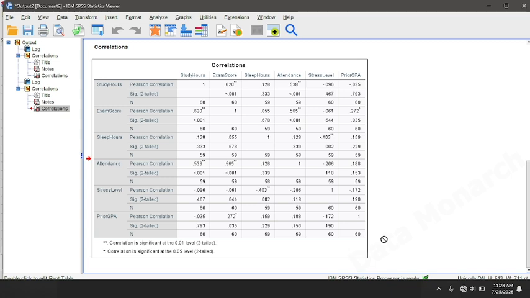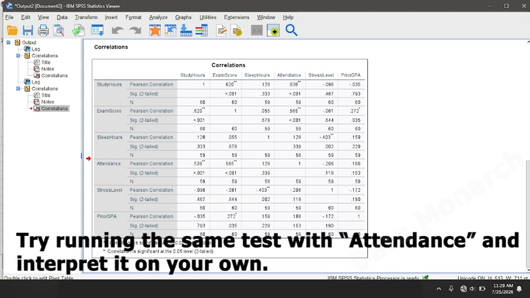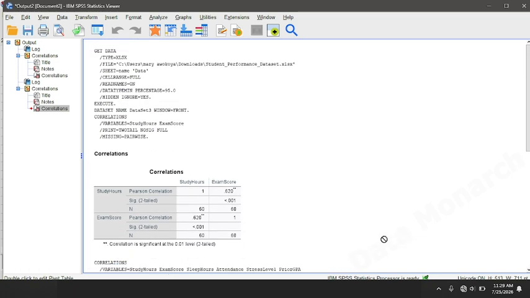If you want to practice this yourself, try running the same test with attendance instead of sleep hours and see what you get. Interpret it on your own. That is one way to know that you actually understood what you just learned right now.